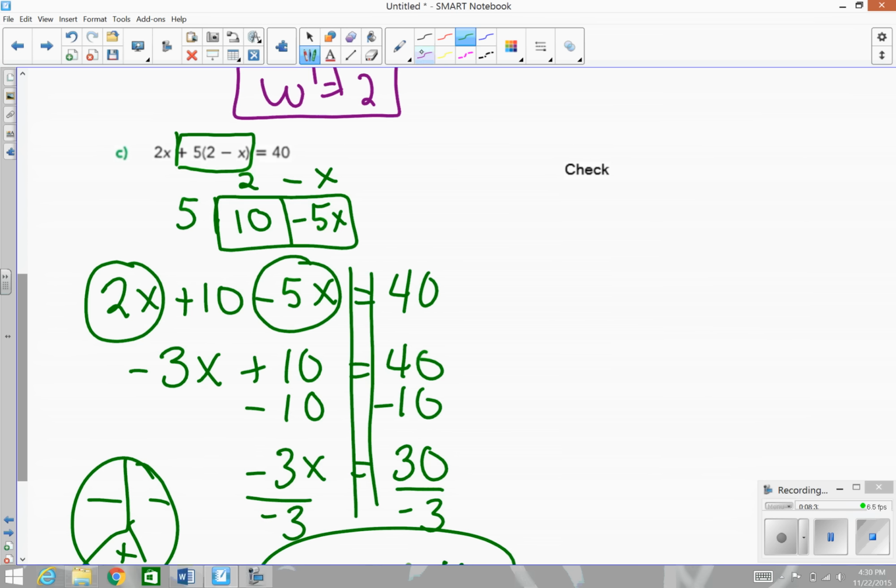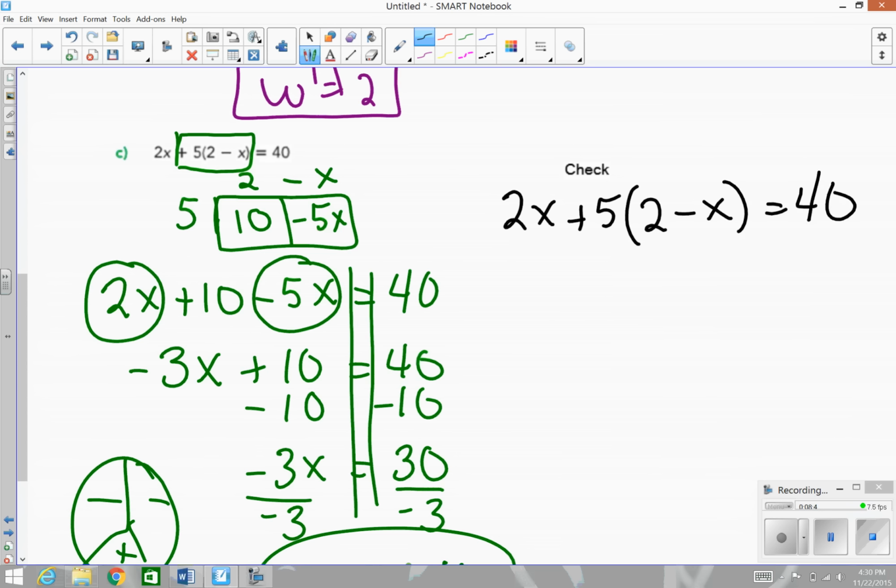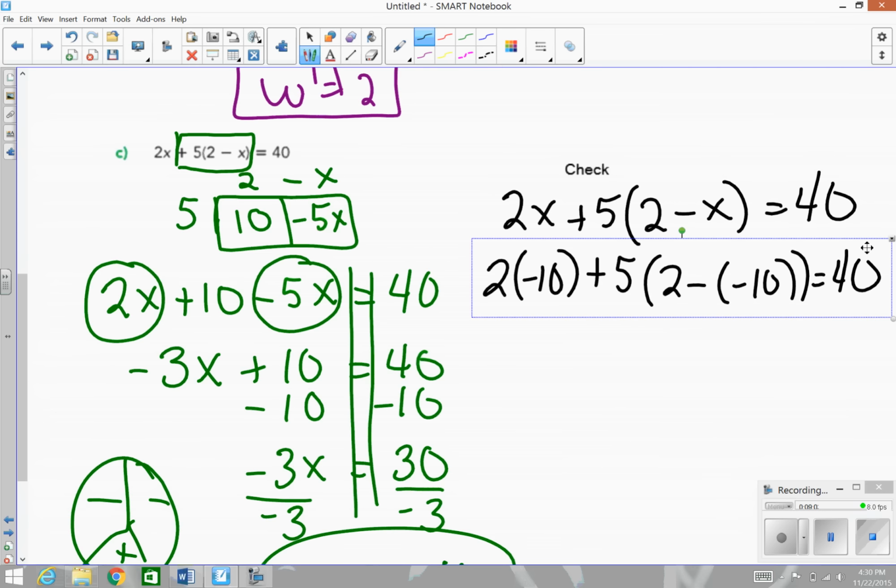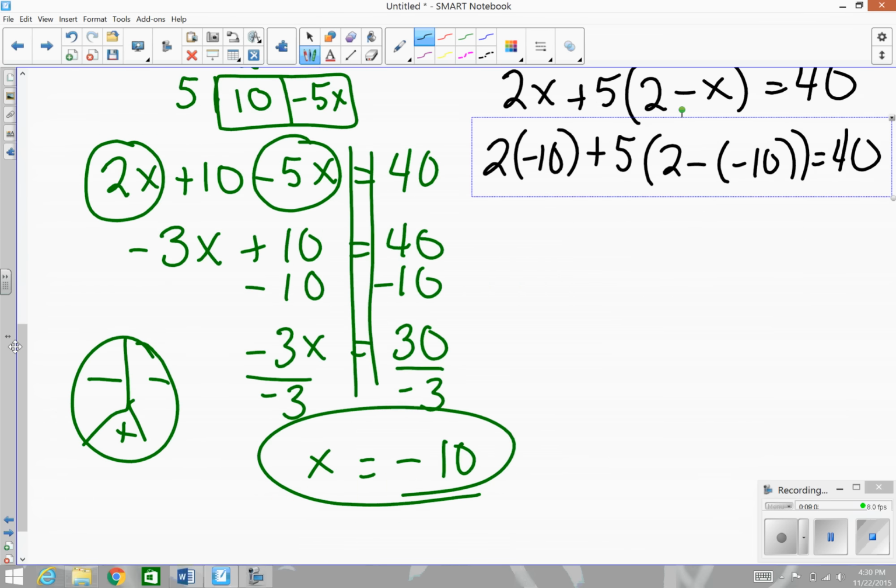So we write down our original, and we substitute in our answer. Anytime we see an x, we're going to change it to a negative 10. And this is unique because that's happening twice. There's two x's here. So we have 2 times negative 10 plus 5 times the quantity 2 minus negative 10. Be very careful there. A lot of people forget that second negative, or that second subtraction sign.